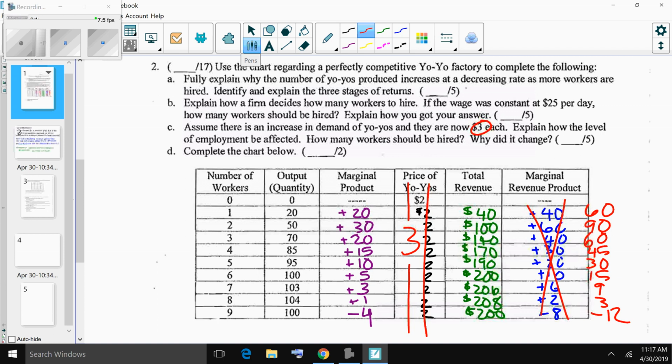So looking for where MRP equals MRC, we know that we're paying them $25 a day. You pay 25, but they make you 60. Do we hire him? Yes. You pay him 25 and he makes you 90. Do you hire him? Yes. You pay this guy 25 and he makes you 60. You hire him. If you pay him 25 and he makes you 45, do you hire him? Yes. You pay him 25 and he makes you 30. Do you hire him? Yes. You pay him 25, but he only makes you 15. Do you hire him? No, you do not. So we would hire 5 workers. So when the price went up, we increased how many workers we would hire.